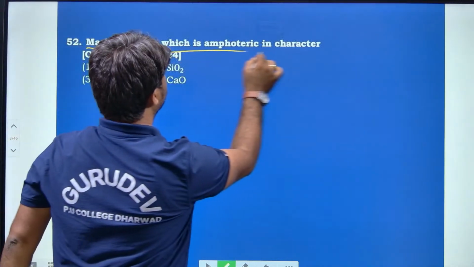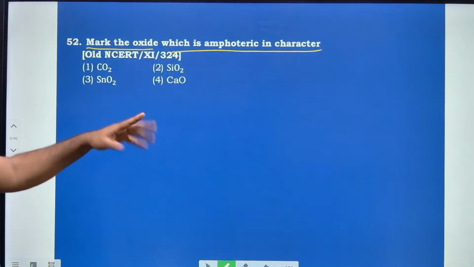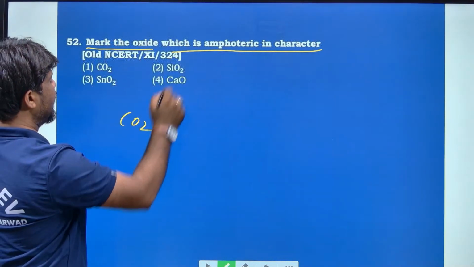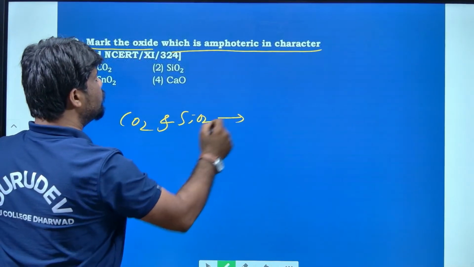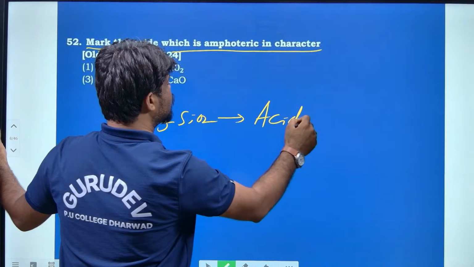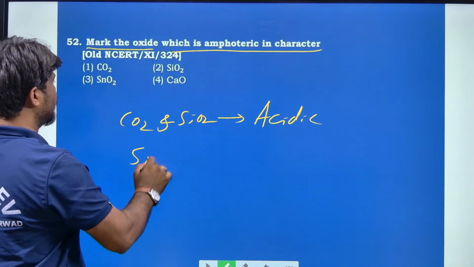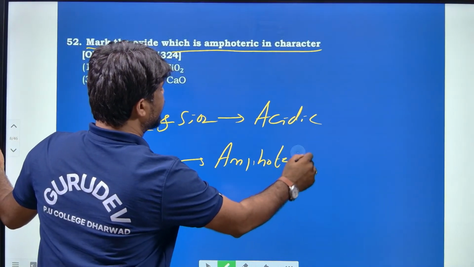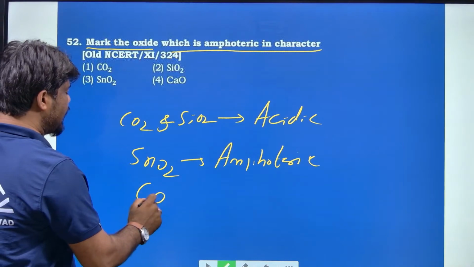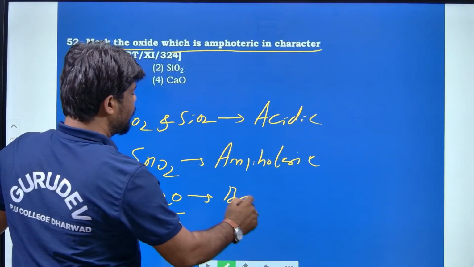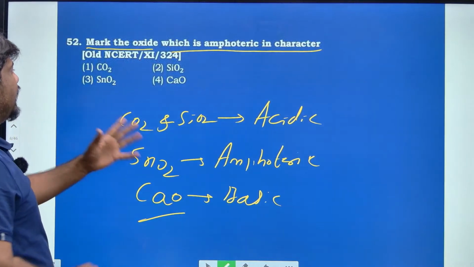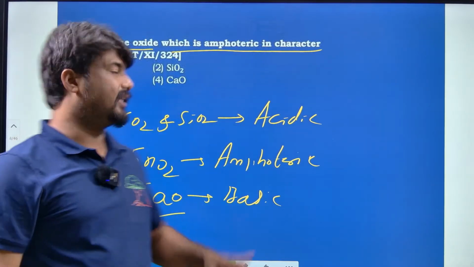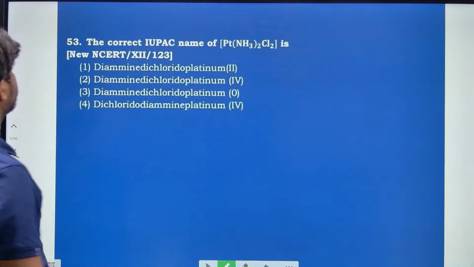Mark the oxide which is amphoteric in character. Among the 4 options, which is amphoteric in nature? Let's come to the solution. Carbon dioxide and SiO2, these two are acidic in nature. SnO2, tin oxide, is amphoteric in nature. And at last, calcium oxide is basic in nature. So I need only the amphoteric character, and option 3, that is SnO2, is amphoteric in nature.